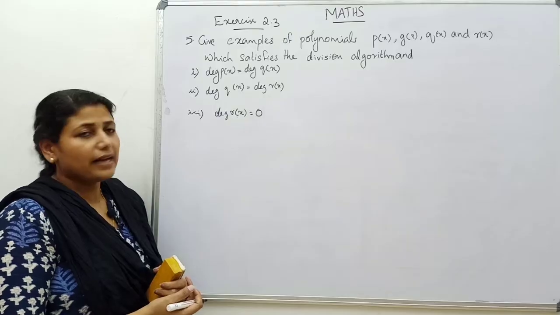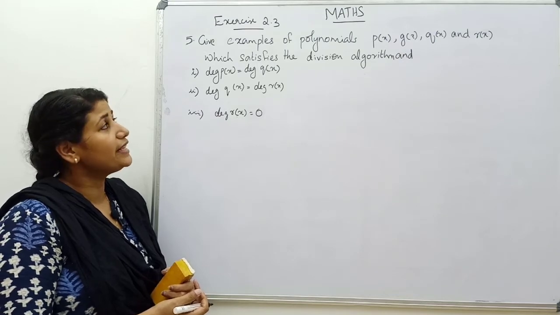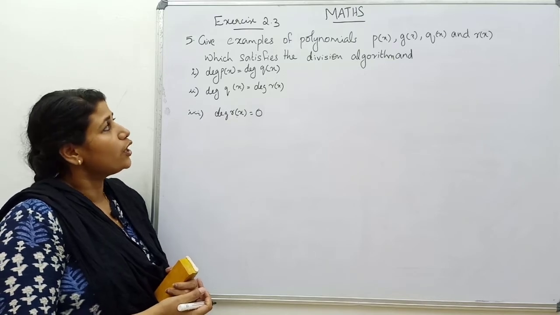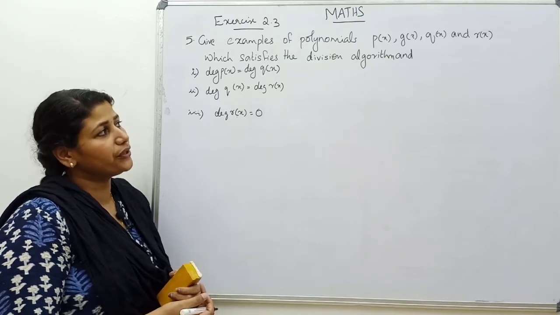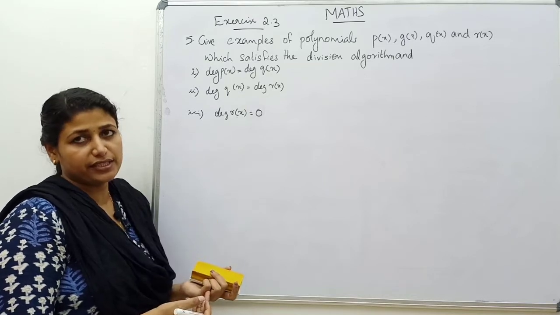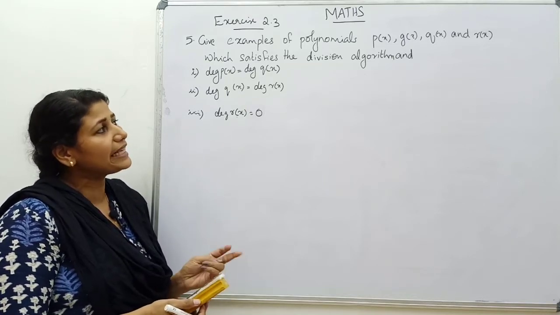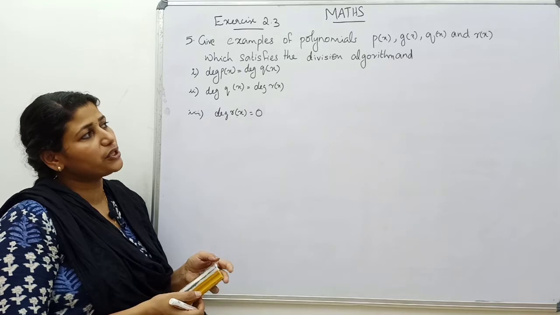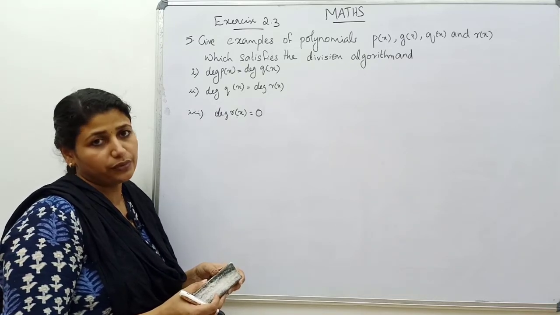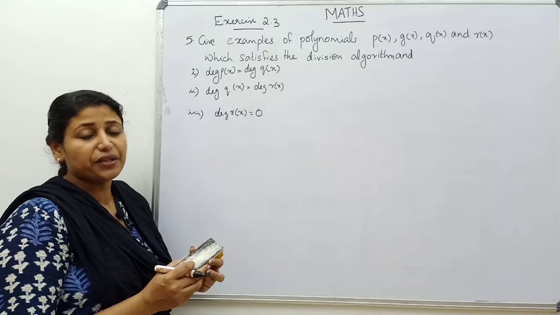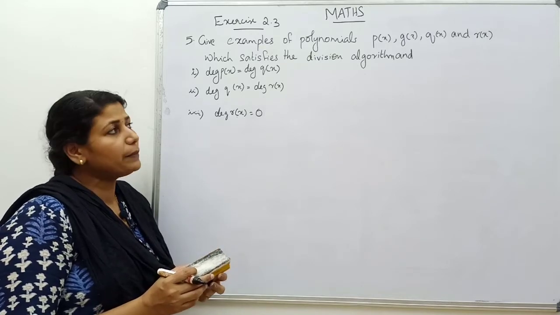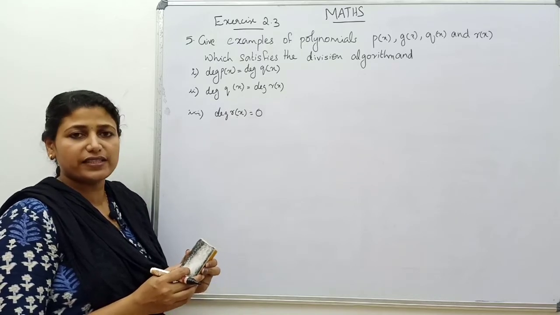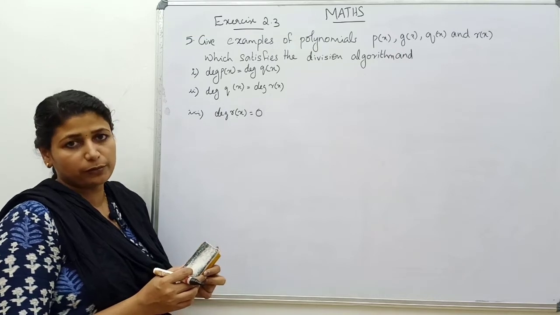Clear? The last question of that exercise, the fifth question: give examples of polynomials p of x, g of x, q of x and r of x which satisfy the division algorithm and the following conditions. Okay, so you have been given 3 conditions. According to this, you have to find the polynomials p of x, g of x, q of x and r of x. So P of x we know is the main polynomial that we want to divide, isn't it? Or the dividend is P of x. What about G of x? G of x is the divisor and Q of x is the quotient. R of x is the remainder, as you have studied in the division algorithm of polynomials.